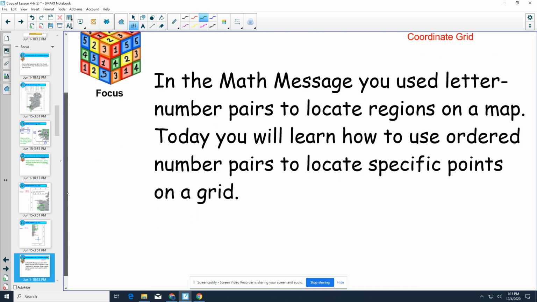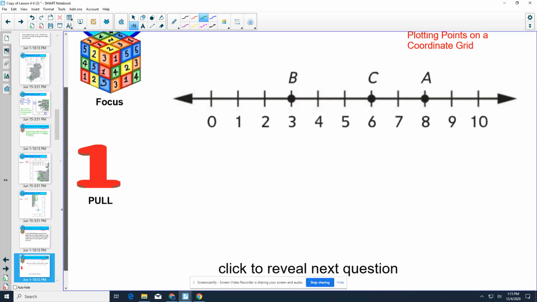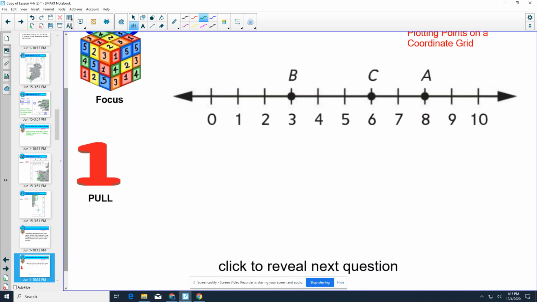So in the math message, you use letter number pairs to locate regions on a map. Today, you'll learn how to use ordered number pairs to locate specific points on a grid. All right, so we have B here, which is 3, C is 6, and A is 8.